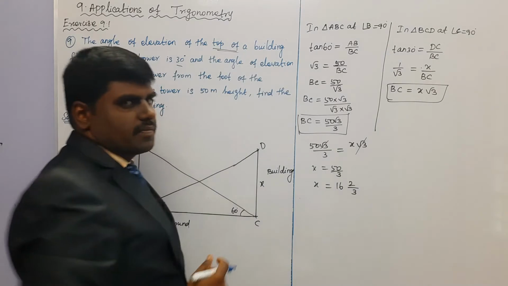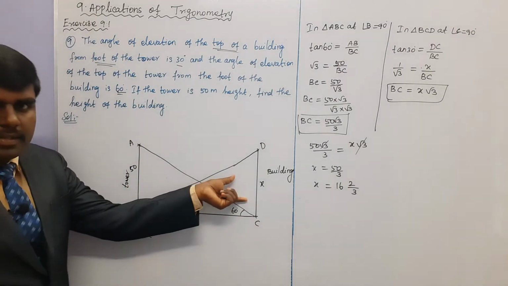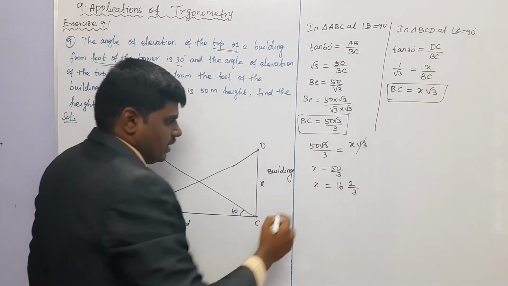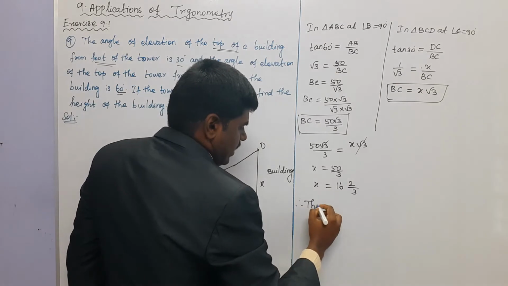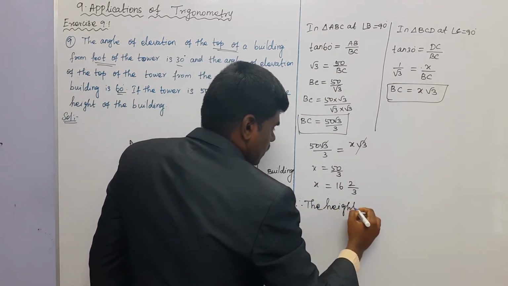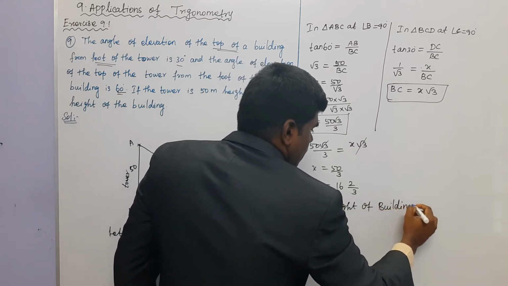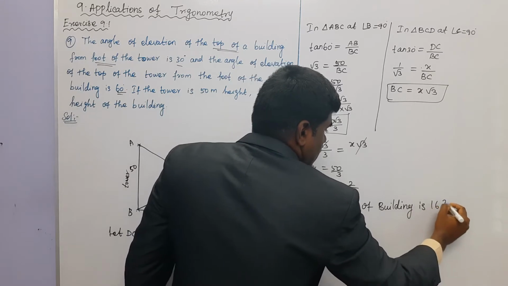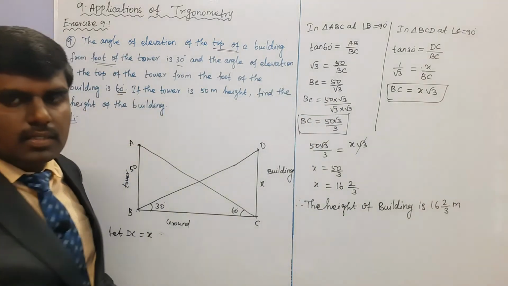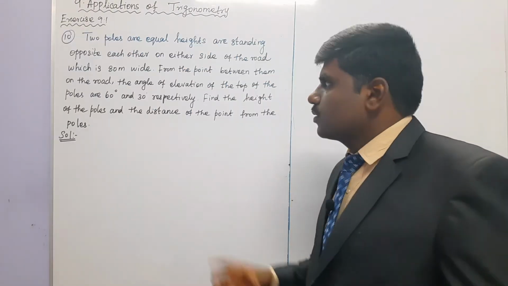Okay. Therefore, the height of the building is 16 2 by 3 meters. What are the conclusions? The height of the building is 16 into 2 by 3 meters. Is it clear?